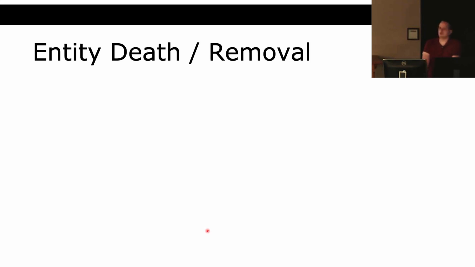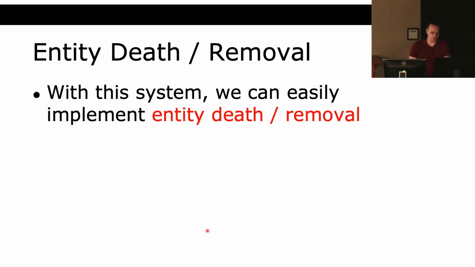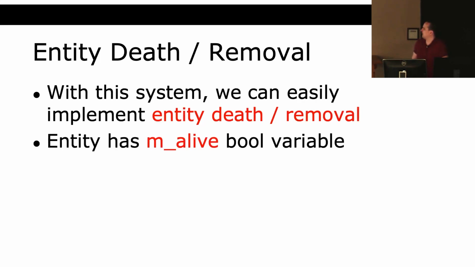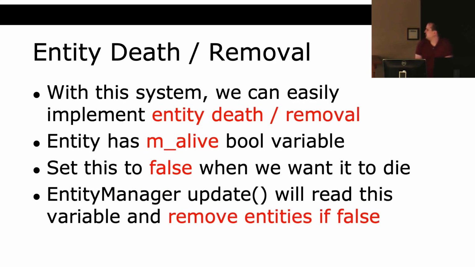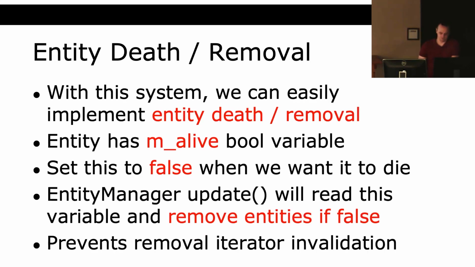Similarly, we can do this with entity death and removal as well. So with this system, we can easily do that. Each of our entities has this alive bool variable, and all we need to do is set that to false when we want something to die. I say die, but just be removed. So the entity manager update will read that variable and remove the entity if it's false. Couldn't be simpler. And what this does is it prevents the removal iterator invalidation. The previous thing prevented the add invalidation. This one will prevent the remove invalidation.